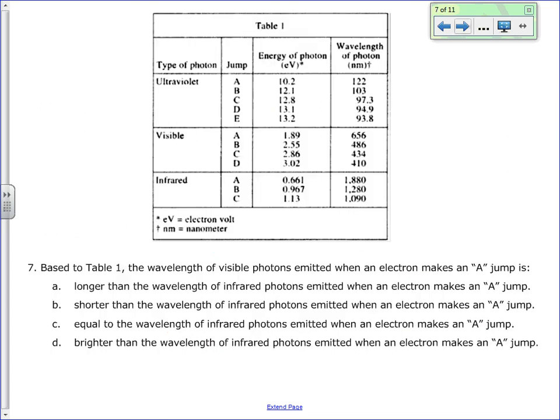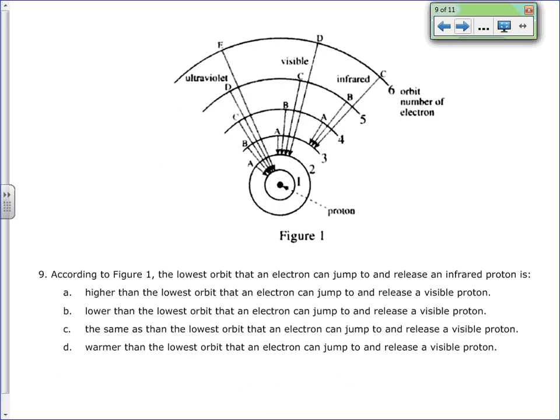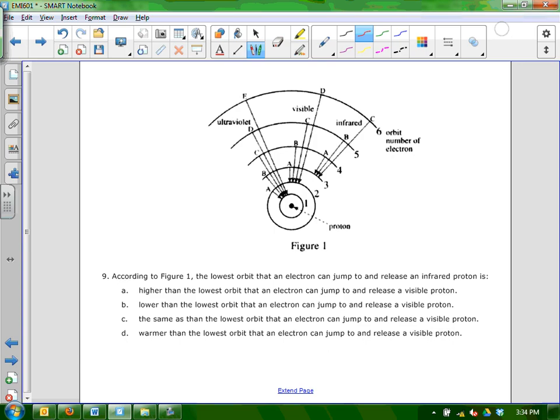All right, what you want to do now is answer questions 7, 8, and 9 on your own. Press play when you are ready to start going through 7, 8, and 9 together.